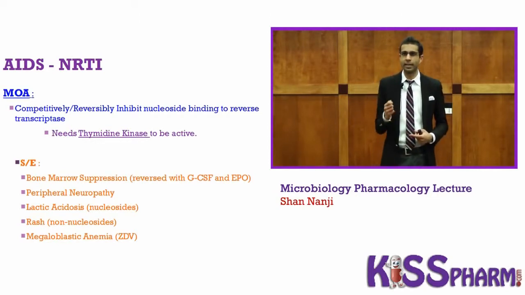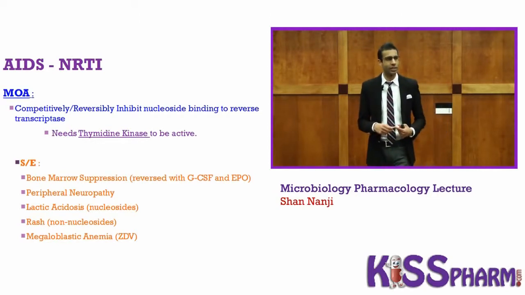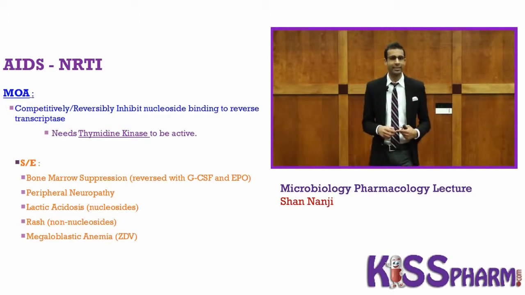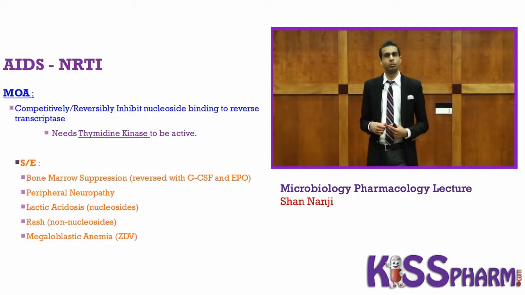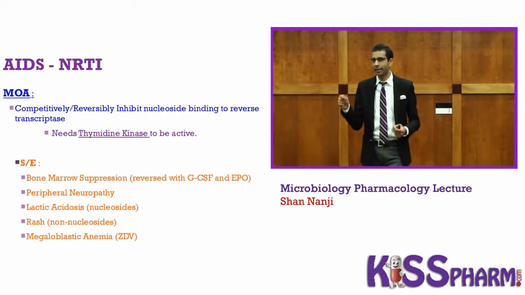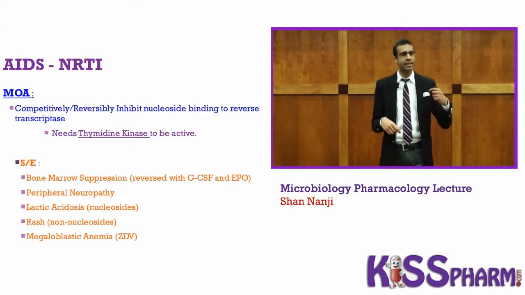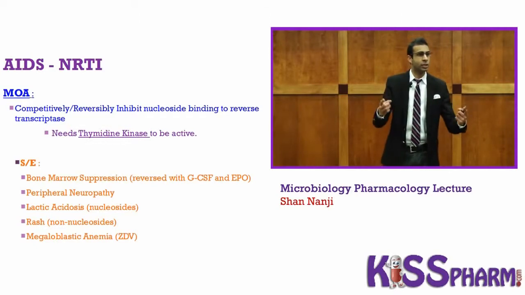Bone marrow suppression, say it. Lactic acidosis, say it. Megaloblastic anemia, say it. Peripheral neuropathy, say it. And we can reverse that bone marrow suppression with G-CSF and EPO. We can reverse it with G-CSF and EPO.